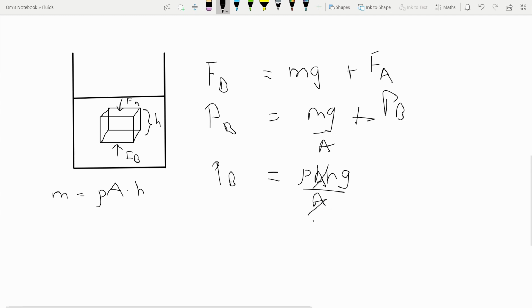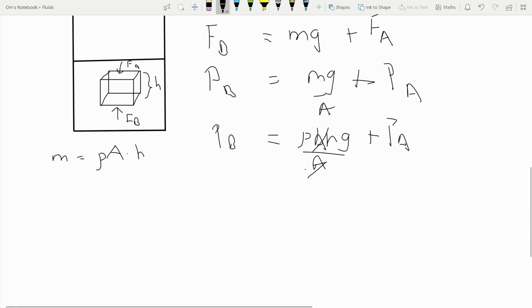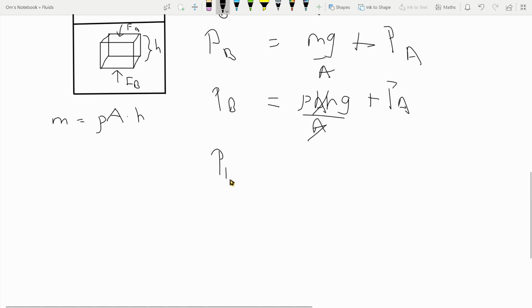If we cancel the A and we write this, apologies, I have to write B over there. So if I write PB over here, oh my god, I've written PB in both places, my bad. Say PB and PA, we can say the difference in pressure between any two points separated by a height h is actually equal to rho g h, and this again is a very important principle.